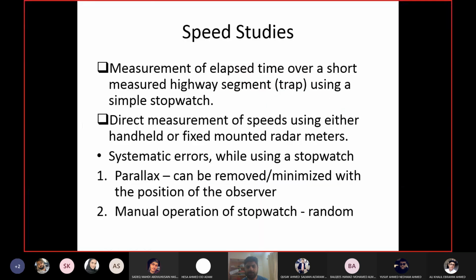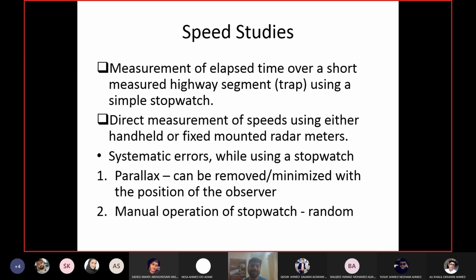Now, speed studies, you can do it using a length of the highway and then measuring the time for the car to cross that length. The length which is used for measuring the speed is known as a trap, a trap length. Then you use a simple stopwatch to measure the time of the vehicle to go over this trap, and you calculate the speed by doing distance upon time. Very simple, right? Obviously, this whole process is manual.